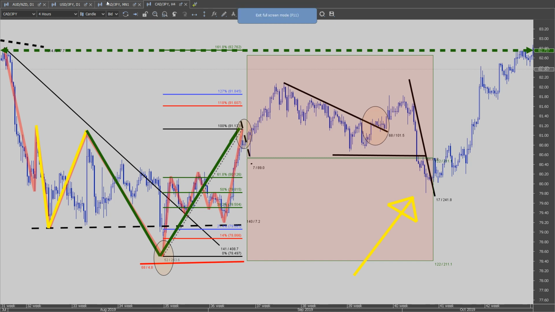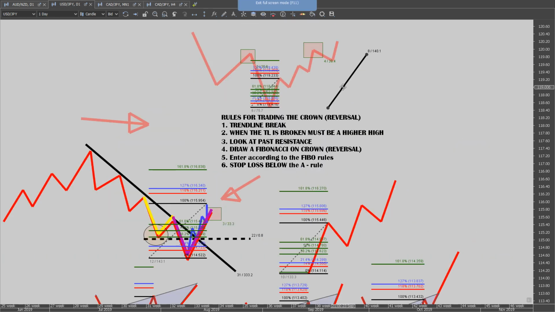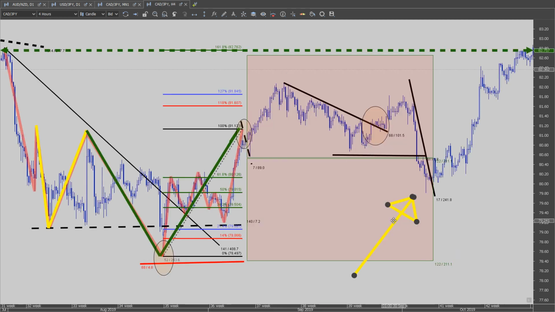When you put the Fibonacci on the crown, the stop loss is never ever going to go above or below the C. Always below or above the A. This is a rule for crowns. Okay, and this is a great example. Here you would lose, here you would lose. And this one, when it finally took off, and again, the risk reward is not the best one, right? But this is just an example.